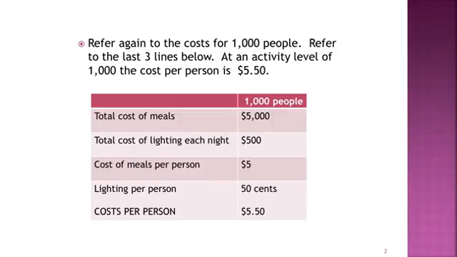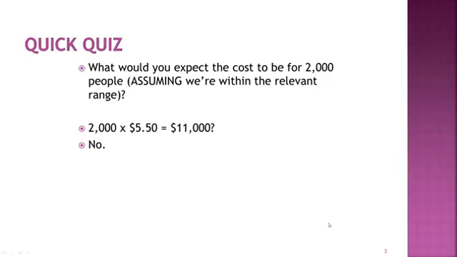So remember, we decided that the cost of meals is variable. It changes in direct proportion to the level of activity, and the cost of the lighting is fixed. If we look at per person, the cost of the meals is $5, the lighting per person is 50 cents, so the cost per person is $5.50. So at an activity level of 1,000, the cost per person is $5.50. Quick quiz. What would you expect the cost to be for 2,000 people, assuming that we're within the relevant range?